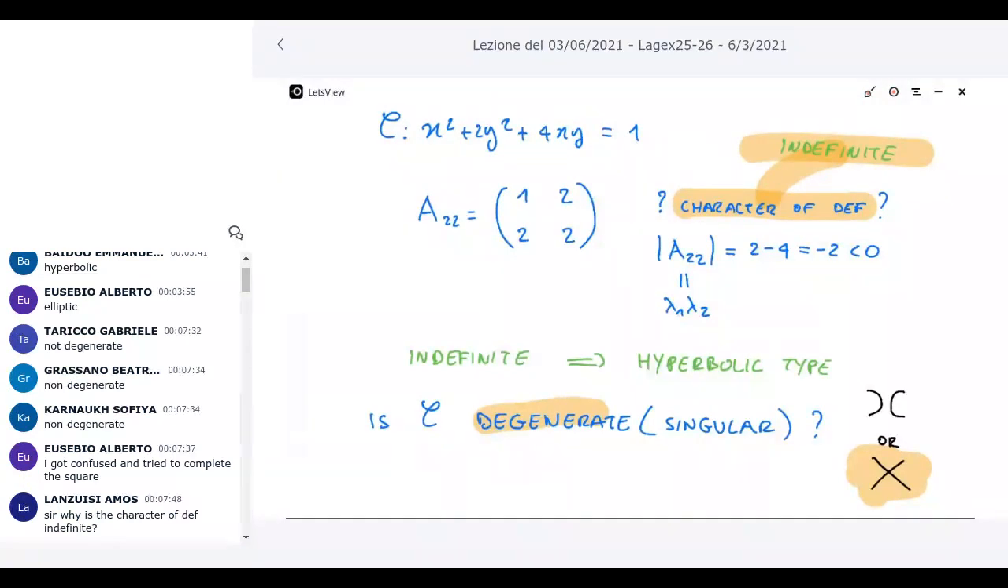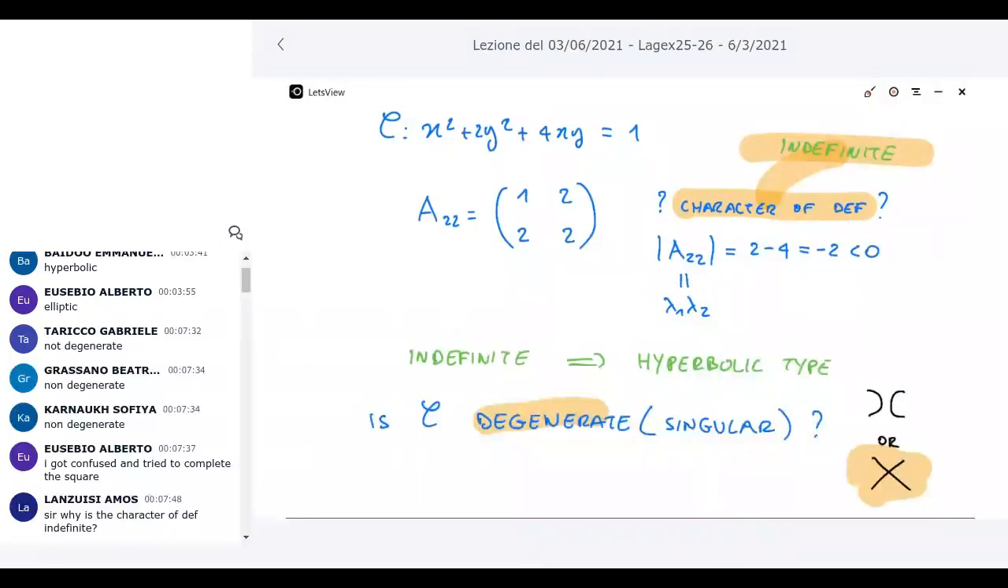Okay, someone asked, why is that indefinite? Well, it is indefinite because the product of the eigenvalues, you see, is a negative number. So it means they are of opposite sign. And so it means the quadratic form is indefinite, which means you can take positive or negative values. And so it is why it is hyperbolic.